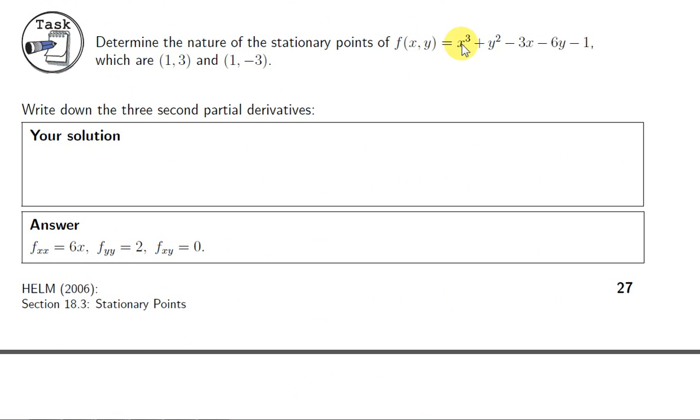So let's get f sub x. We differentiate this with respect to x. Well, we're going to get 3x squared minus 3. To get f sub xx, we differentiate 3x squared minus 3 with respect to x. Well, that's going to give us 6x.